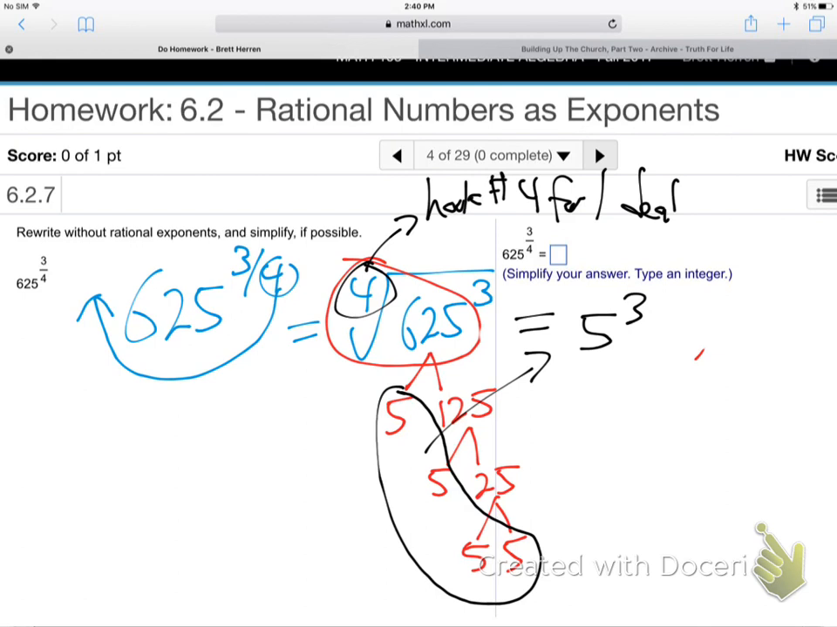See what happened there. The fourth root of 625, 4 5s in, 1 5 out, root vanishes, but the 3rd power is still there. We haven't done him yet. 5 to the 3rd, just use your calculator. 5 times 5 times 5, 125. There's the answer.